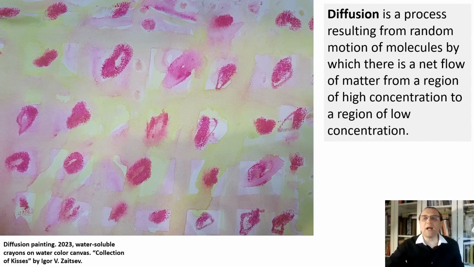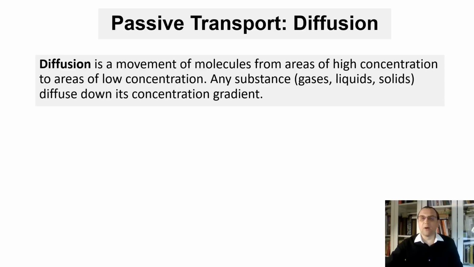Diffusion is a process resulting from random motion of molecules by which there is a net flow of matter from a region of high concentration to a region of low concentration. Or simply, diffusion is a movement of molecules from areas of high concentration to areas of low concentration. Diffusion occurs in gases, liquids, and solids. Diffusion is a good example of passive transport. By definition, diffusion simply is a process by which substances scatter themselves evenly throughout an available space.